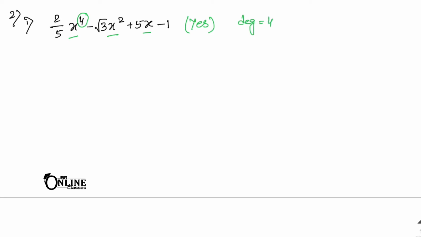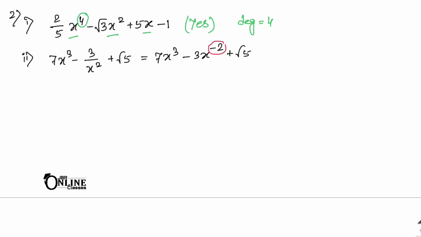Now next one, number 2. In number 2, you have 7x cube minus 3 by x square plus root 5. So you can write down this one as 7x cube minus, and as here 3 by x square, it will be 3 into x to the power minus 2. As here the power is minus 2, that means negative power. So that means it's not a polynomial. So your answer is no.